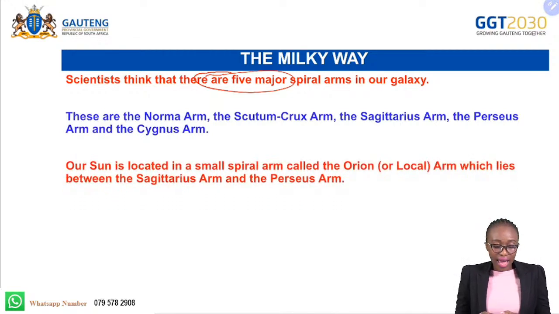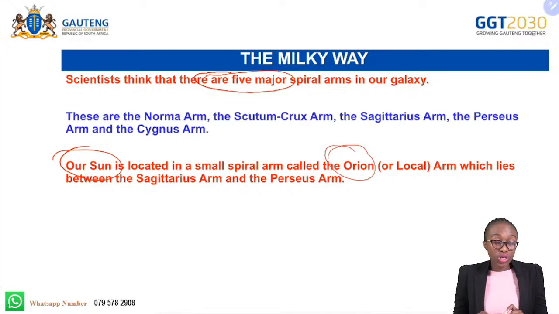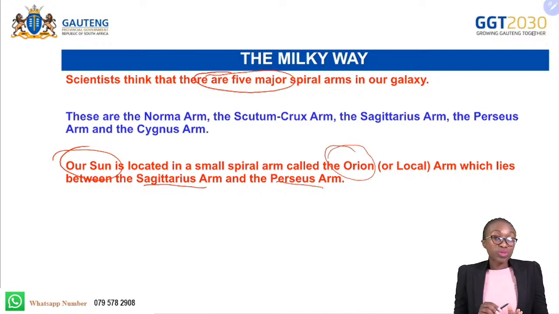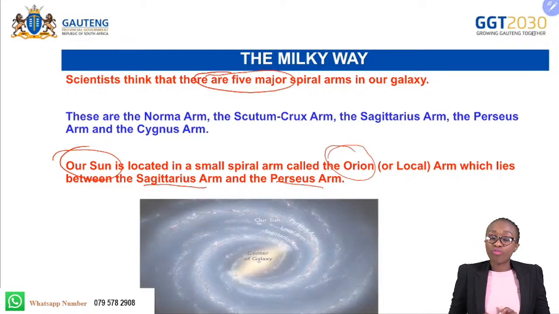Our sun, the one that's shining outside right now, is located in a small spiral arm called the Orion arm, or the local arm, which lies between the Sagittarius arm and the Perseus arm. Notice I first mentioned the major arms, the bigger arms. Now, our sun is thought to be located in the Orion arm. This Orion arm lies between the Sagittarius arm and the Perseus arm, which are major arms of the Milky Way.